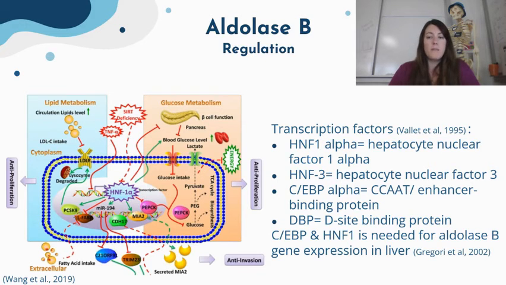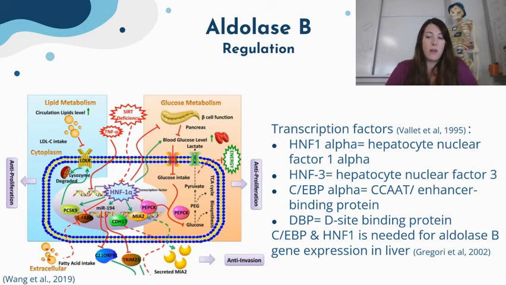But during fasting, aldolase B is temporarily inhibited. Transcription factors HNF1 alpha, which is hepatocyte nuclear factor 1 alpha, and DBP, which is the D site binding protein, are strong transactivators for the aldolase B gene promoter. CEBP alpha, which is the CCAAT enhancer binding protein, is a weak activator.